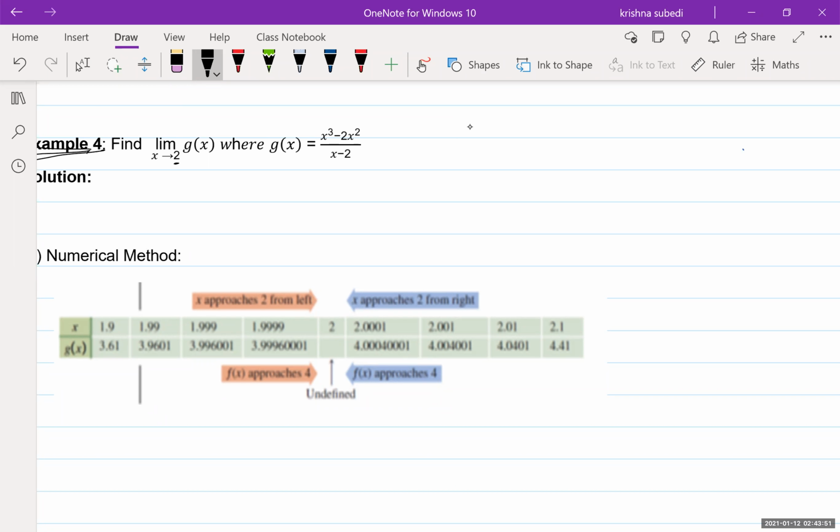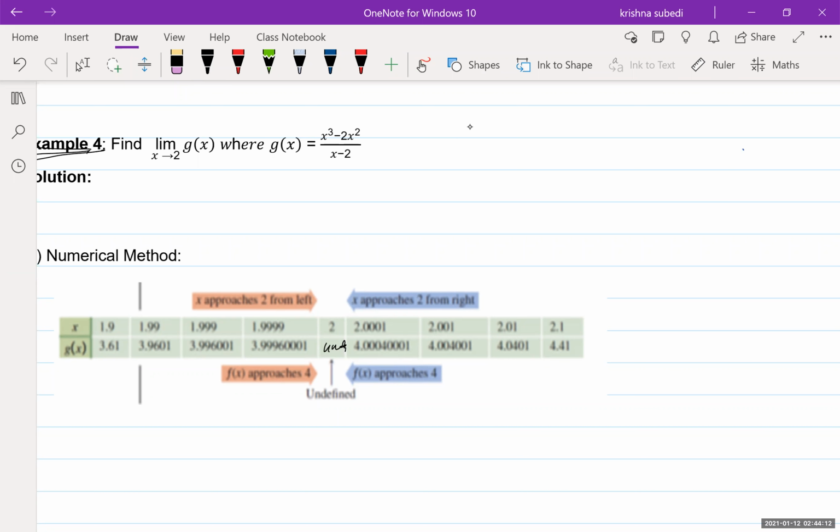Professor, example 4 is gonna be same as example 3. Yeah, it looks like here it's undefined. Because we're gonna take x square common from the numerator, and then the x minus 2 will get cancelled and we remain with x square.